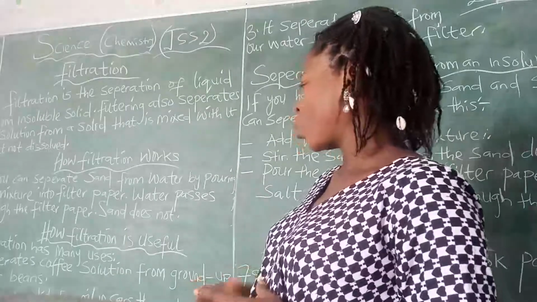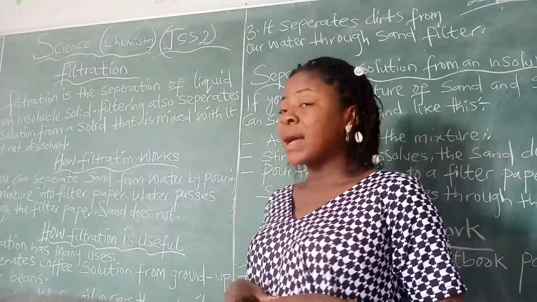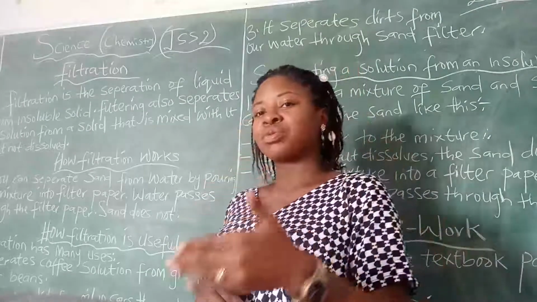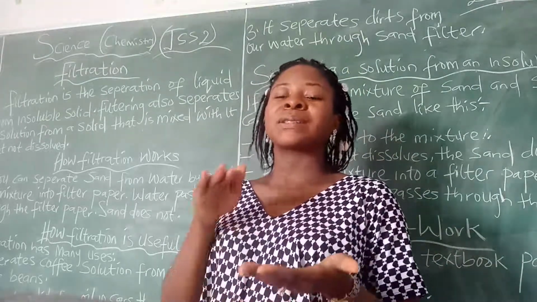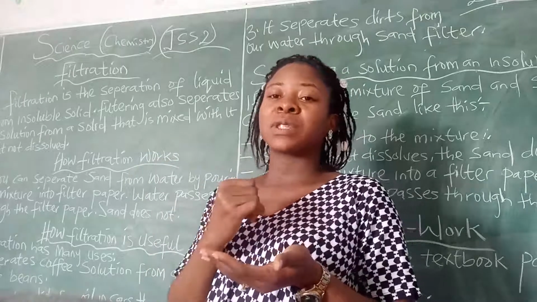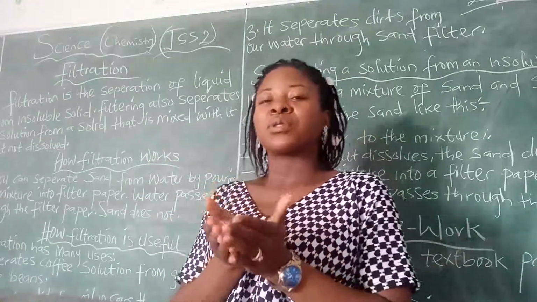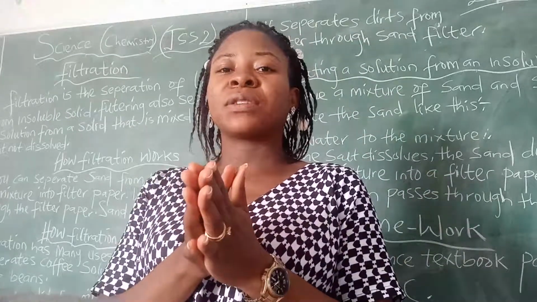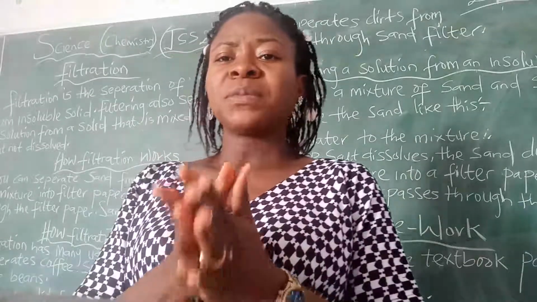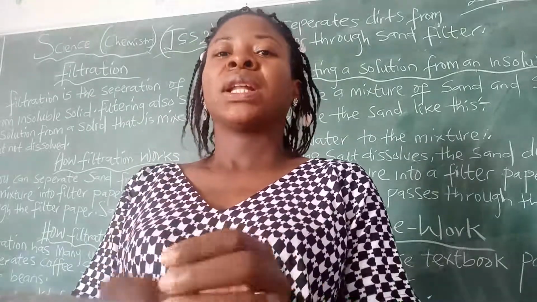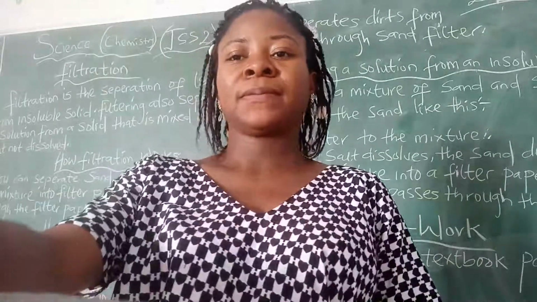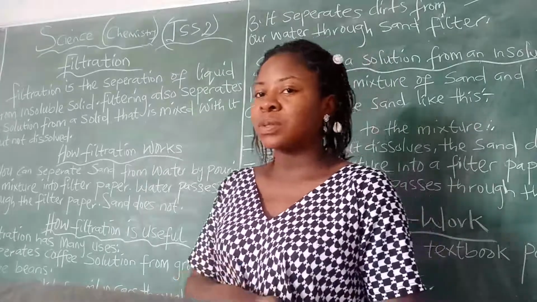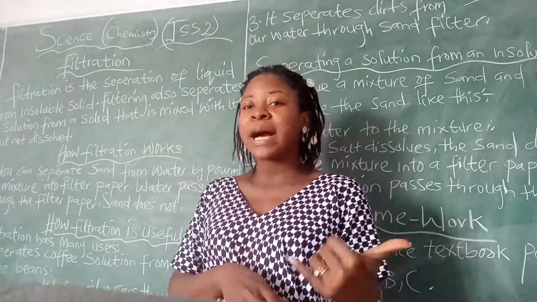Now, water passes through the filter paper while sand does not. So when the water passes through the filter paper, the sand remains inside the filter paper. When you leave it there for a period of time, you will see that the sand will get back to its normal state. It can dry up again. So that is to say that you've gotten exactly what you had before.